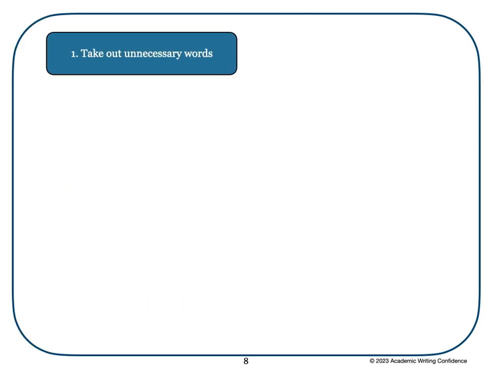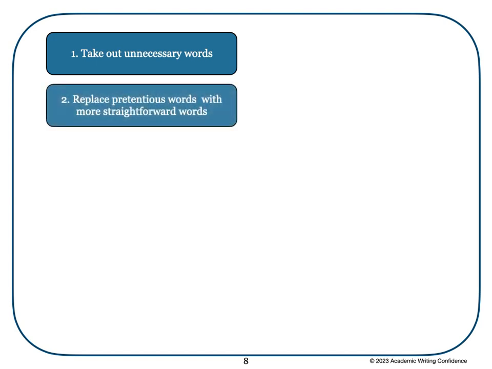So to help us write more concisely, one of the first things we want to do is to take out unnecessary words. We can also replace pretentious words with more straightforward words. Many students think that they should use very difficult vocabulary to impress their teachers or their instructors. However, this is not always a good idea.